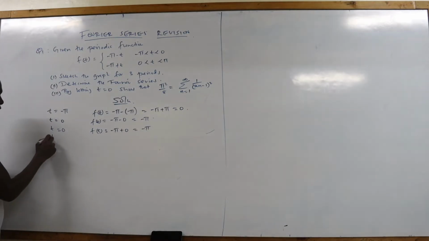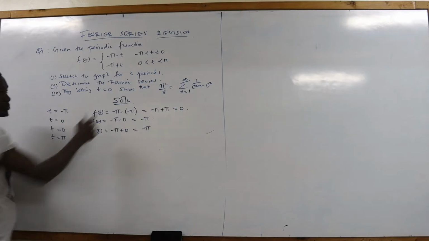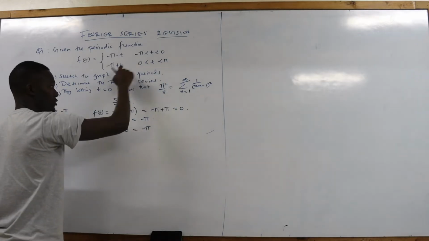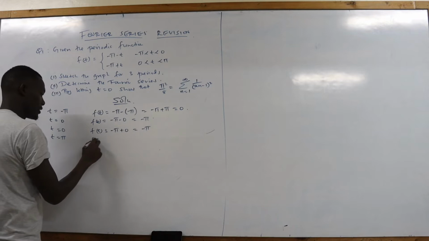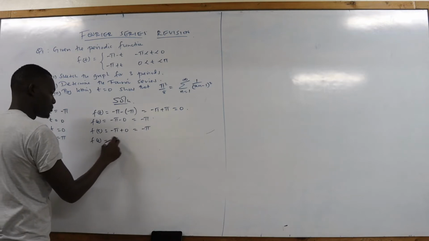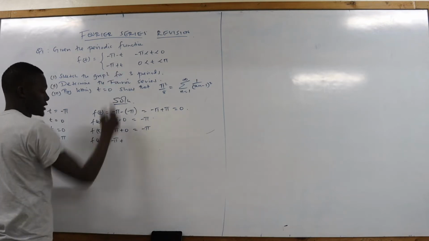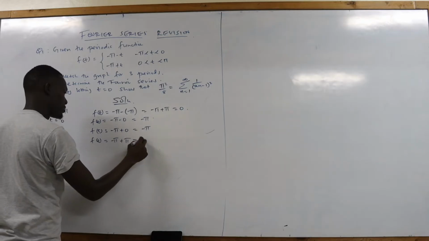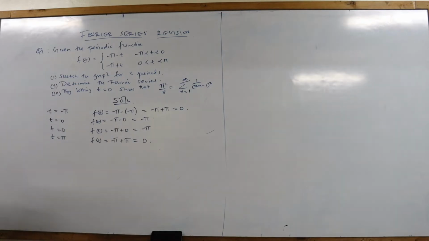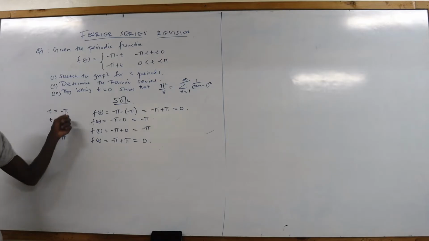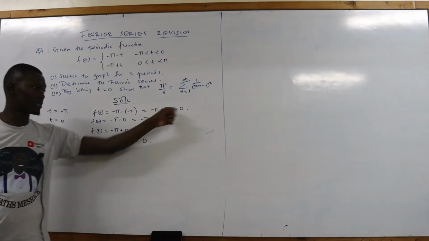Then you go to the last limit, which is t equals π. So replace π here. You'll have f(t) = −π + π, so your t is π. Therefore, this one gives us what? It gives us 0. Now remember, these points here are what you're going to be sketching.